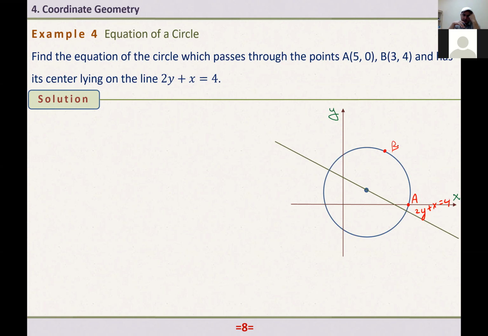Okay. And has its center lying on the line. Okay, that is 2y plus x equals 4. So the question is, we need to find the equation of the circle, right?